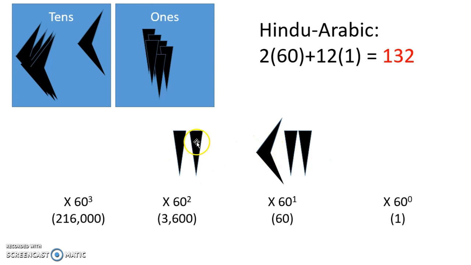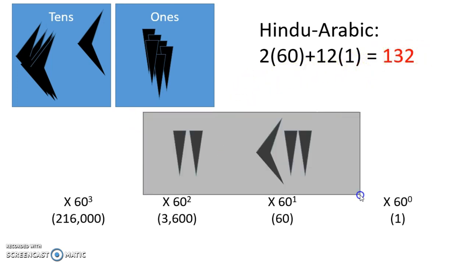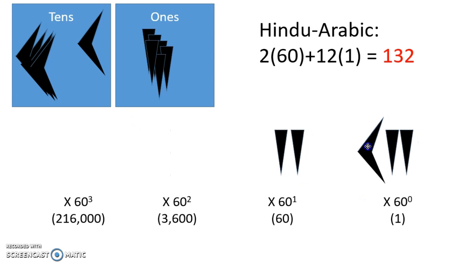We'd have each one of these is worth 3,600, which is already far above the 132. So it is important to note that there was a little bit of room for grayness in their system because they didn't have that 0.